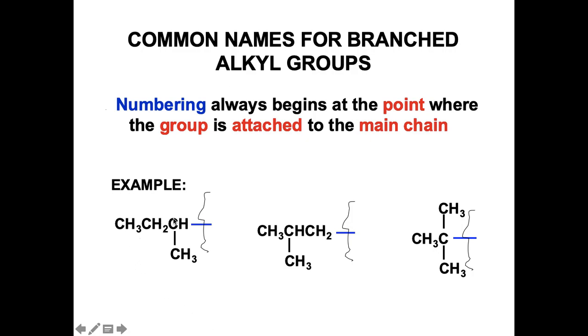So you start counting from this carbon because it is attached to the bond of the parent. So this is carbon number 1, carbon number 2, carbon number 3. Same goes to here. Start from here, the bond to the parent, carbon number 1, carbon number 2, carbon number 3. And this one you only have 2, carbon number 1, carbon number 2.